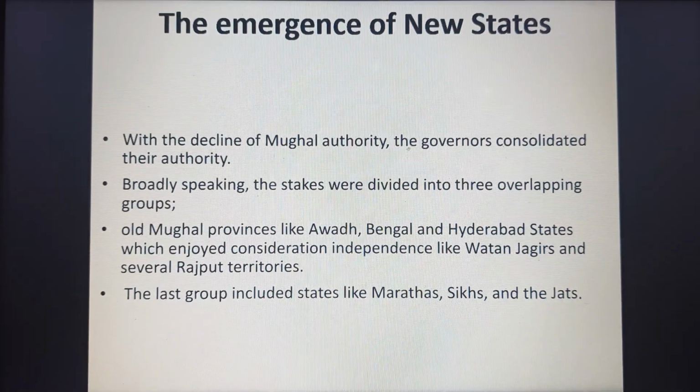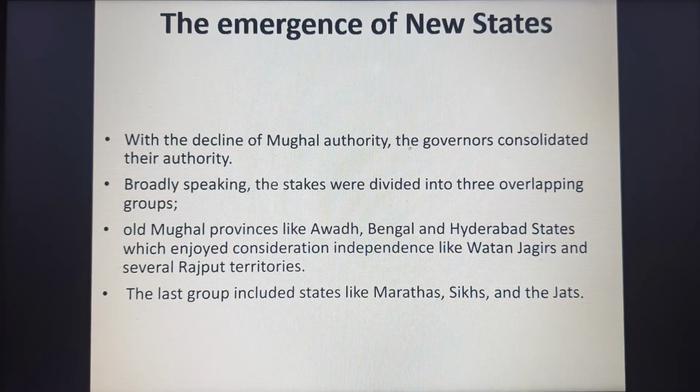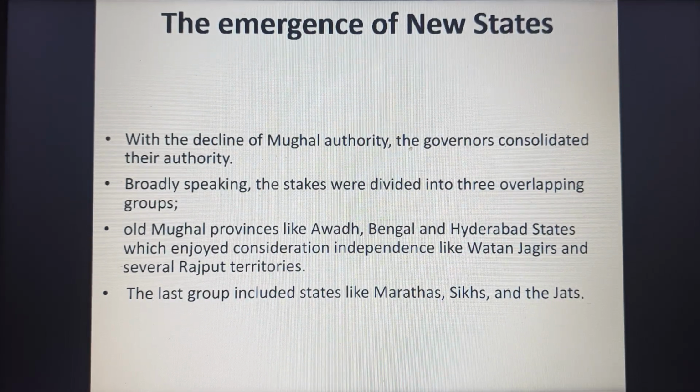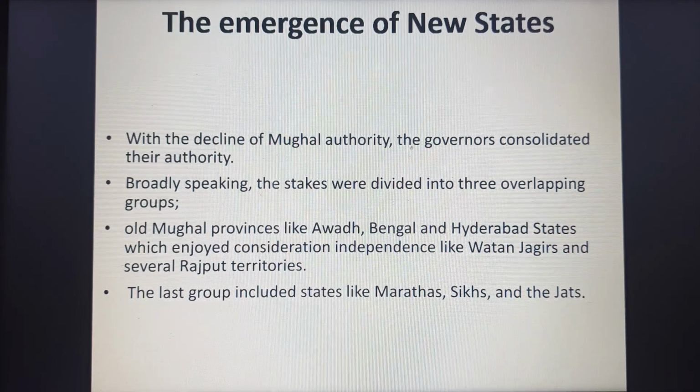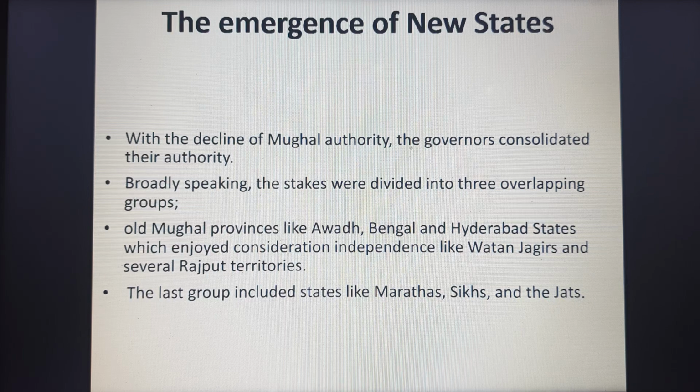The emergence of the new states. With the decline of Mughal authority, the Mughal authority was now nowhere. The governors consolidated their authority. Broadly speaking, the states were divided into three overlapping groups, meaning the whole empire was now divided into three overlapping groups. They were certain important persons of the empire, but now they were raising their voices and their power, and they were coming into existence.